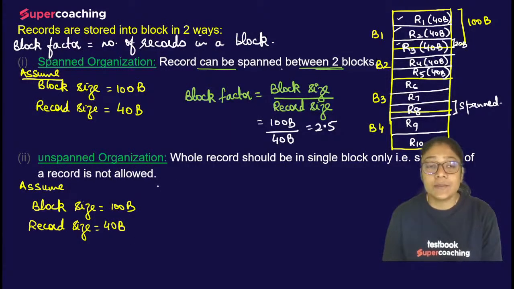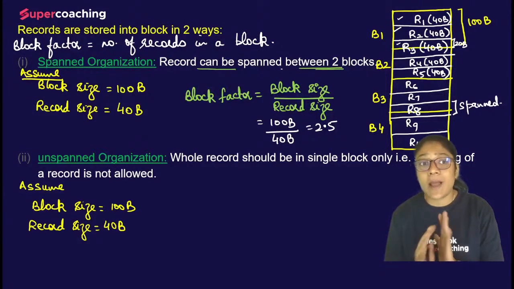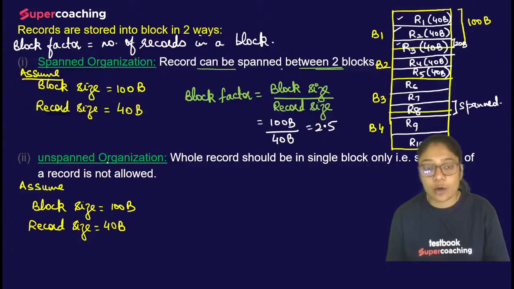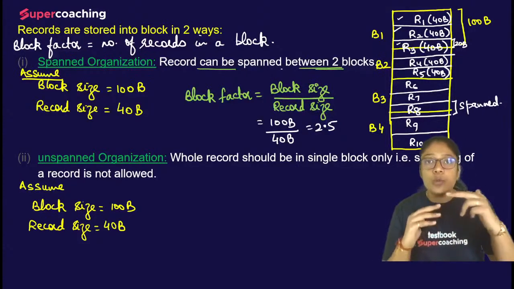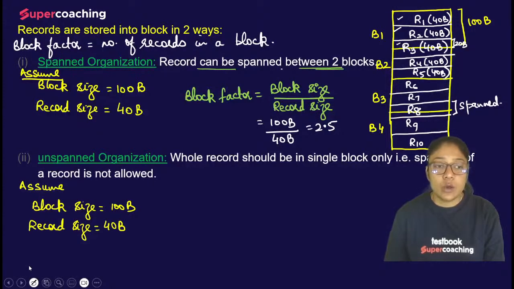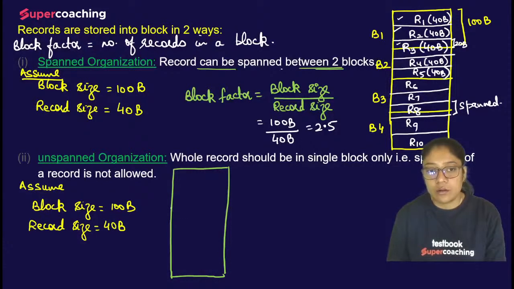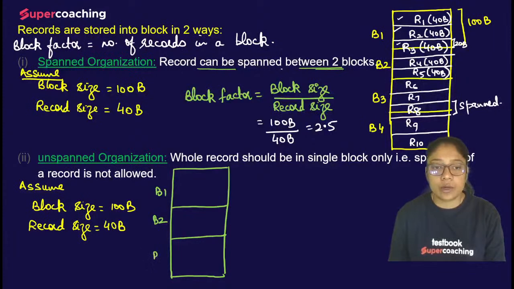Similarly, in unspanned organization, unspanned means the whole record should be in a single block. That is, spanning of a record is not allowed. That is unspanned organization. That means you cannot divide one record into two blocks. So here, if we look at this through the diagram, let's assume that we have three blocks. I'm just considering three blocks here. That will be sufficient to understand the concept. Block 1, block 2 and block 3.